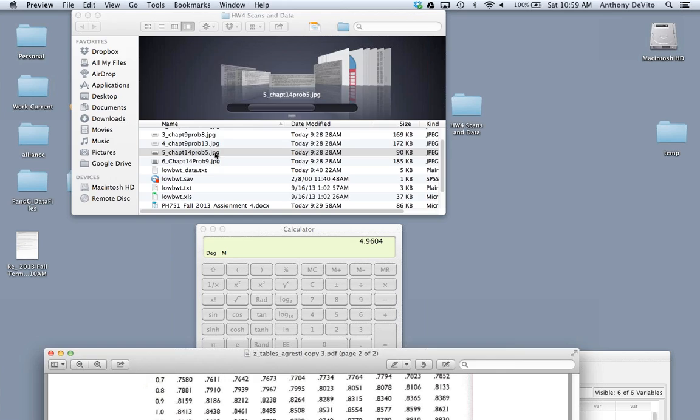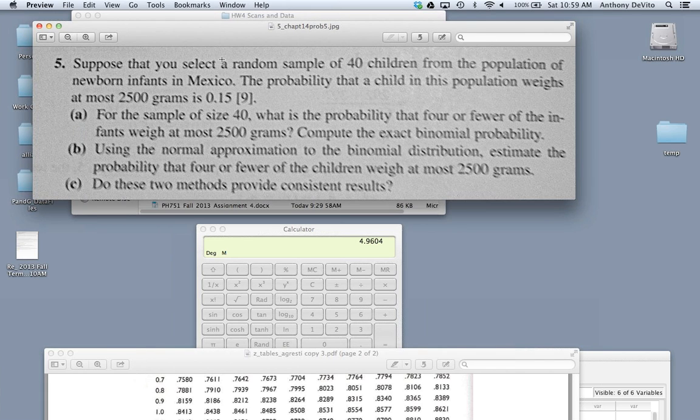Let's take a look at this chapter 14, how we would approach that. Suppose you select a random sample of 40 children from the population of newborn infants in Mexico. The probability that a child in this population weighs at most 2,500 grams is 0.15. So what they've told us is you've got a population and 40 children. For a sample of size 40, what is the probability that 4 or fewer of the infants weigh at most 2,500 grams? Compute the... I'm going to come back to this.